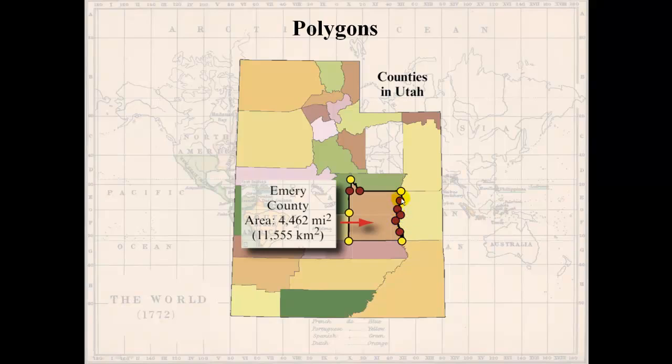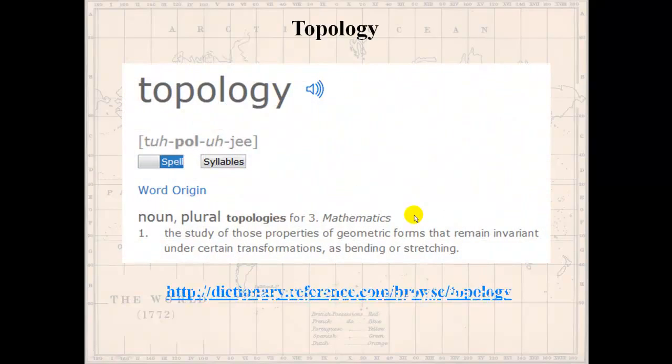And so there's one other aspect of the vector model I need to talk about, and that's topology. Topology is going to allow us to make a rule that says Emery County must share the exact same border as this adjacent county in this area. So what's topology? Topology is the study of properties of geometric forms that remain invariant under certain transformations such as bending or stretching. The way I like to think of this is if you have a map that's drawn on a sheet of rubber. As long as you don't tear that rubber, even if you stretch or bend or fold that sheet of rubber, the map is still going to have those same topologic properties.